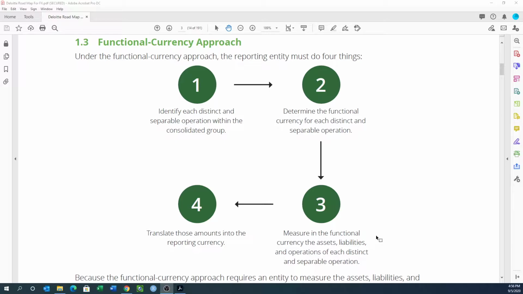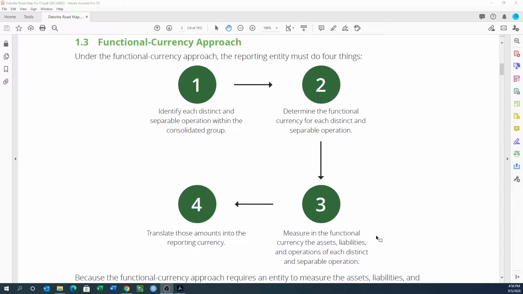So recording currency could also be, right? So if we think about a US company, right? Let's take the simplest approach. A US company with only one distinct and separable operation. The US company's recording, functional, and reporting currency are all the same. They're the US dollar.